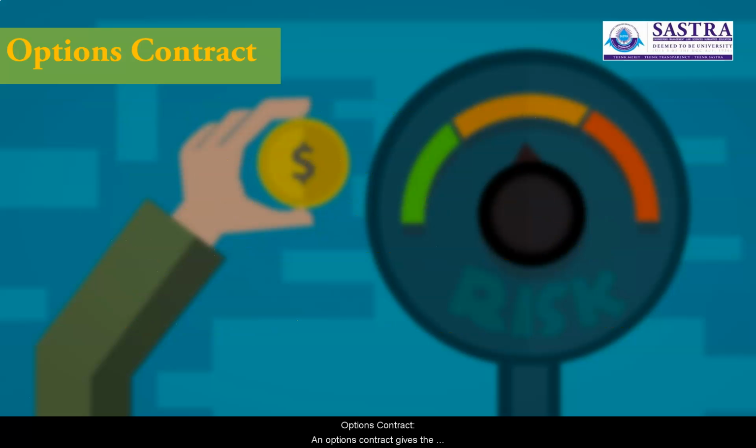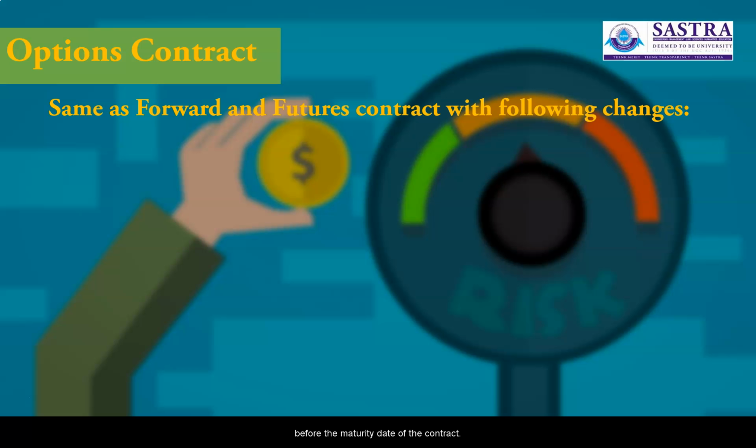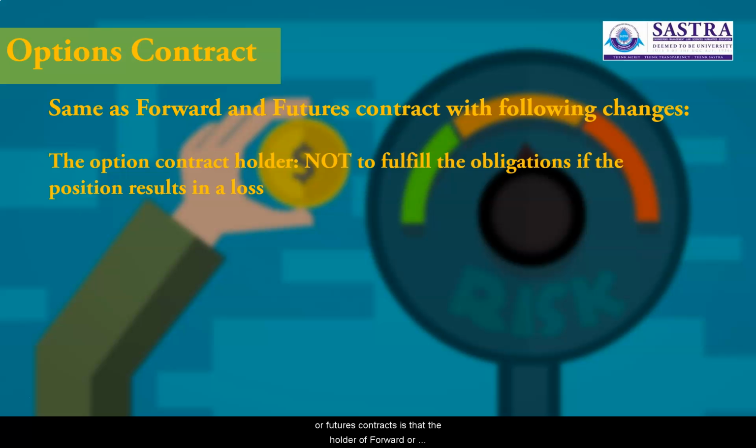Options contract. An options contract gives the holder the right to buy or sell the underlying asset on or before the maturity date of the contract. The major difference between options contracts and forward or futures contracts is that the holder of forward or futures contracts will have to fulfill the obligation under the contract, irrespective of whether the position in the contract results in a gain or loss. However, the options contract holder has the option of not having to fulfill the obligations under the contract if the position results in a loss.